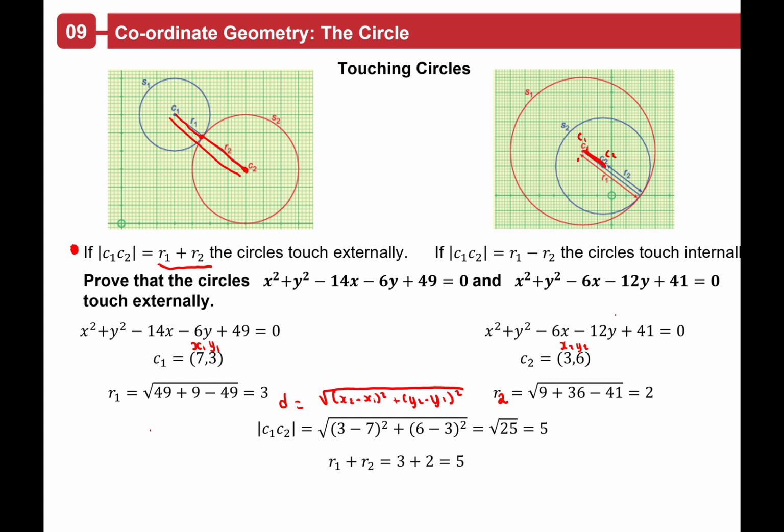And from here, let's find the sum of our radii. R1 plus R2 is equal to 3 plus 2, which is equal to 5. This shows that the distance between your centers is equal to R1 plus R2. Therefore, the circles touch externally.